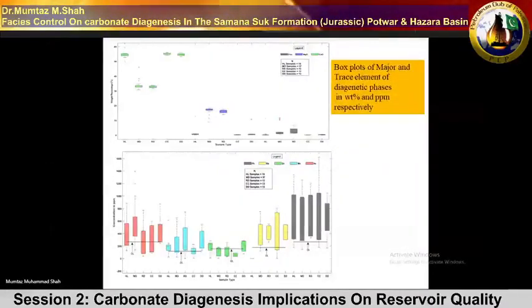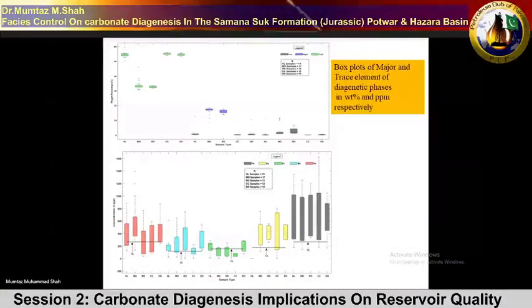So this is a cross plot representing the presence of various major and trace elements of various diagenetic phases that had been studied in terms of weight percent and ppm in the various studied samples carried out by Ahmad in Barcelona.